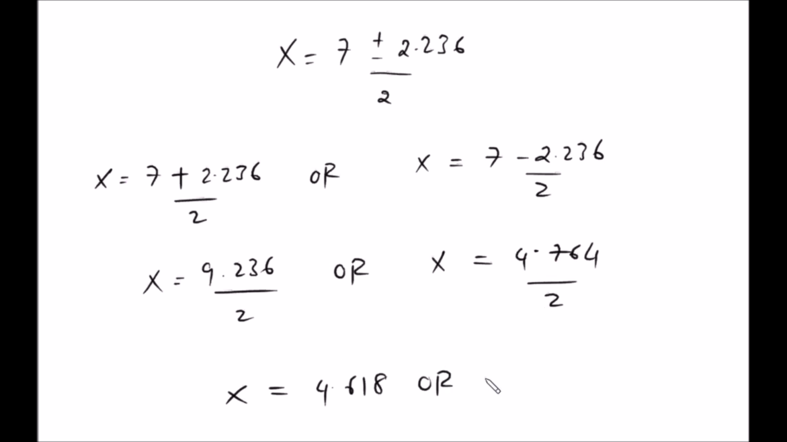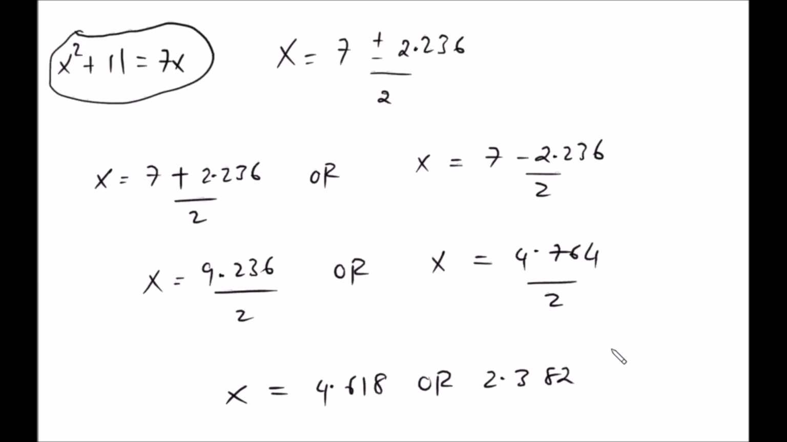Nikigawanya hii 9.236 over 2, wakati nikigawanya huku nitapata 2.3. So hizi ni desimali hizi ziko hapa. I hope zinaonekana vizuri. So hii ni 2.382. Yeah, so tumesolve hii hapa x squared plus 11 sasa na 7x. Tumesolve hii quadratic equation. Majibu ni haya hapa. This was example 1. Let's now see example 2.